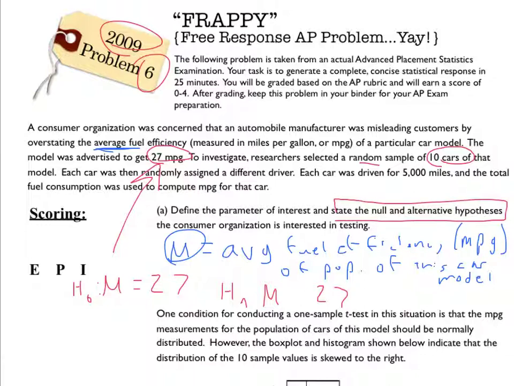So a consumer organization was concerned that the manufacturer was misleading customers by overstating. So they're saying that the claim is too high, that the real average thus must be lower than the claim, lower than 27. So mu is less than 27 is how we'd write that.